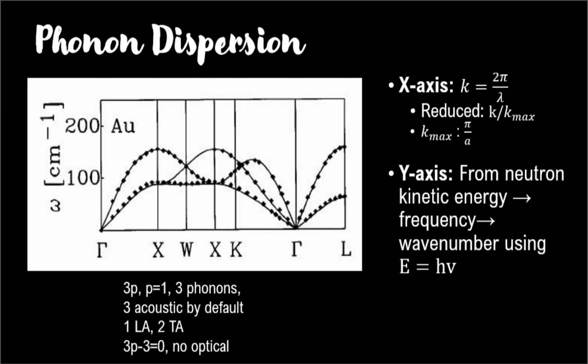For gold, it has only 3 acoustic branches, 3p, and p equals 1 because the primitive cell is 1, because it is not like NaCl, which has 2 different atoms. It has only 1 atom, which is Au, so it has 3 phonons in total. The 3 acoustic are by default 1 longitudinal acoustic and 2 transverse acoustic, and with the formula 3p minus 3 equals 0, this shows that there is no optical phonon.